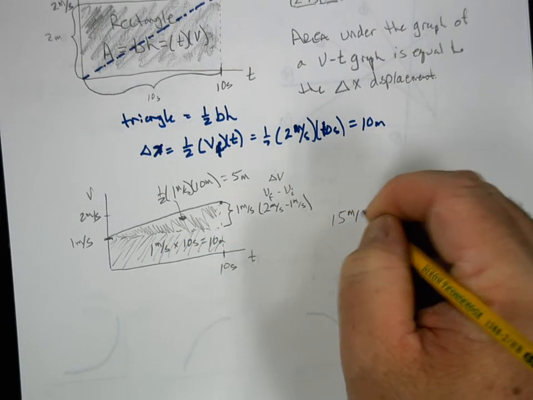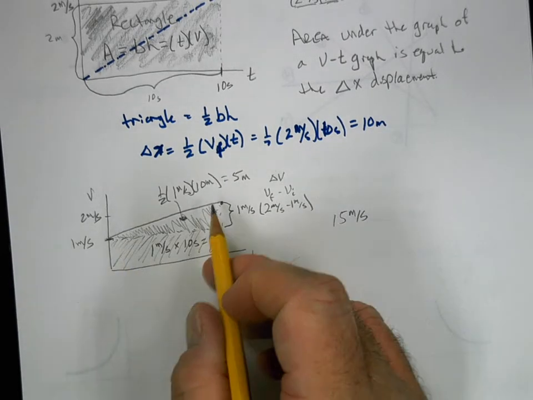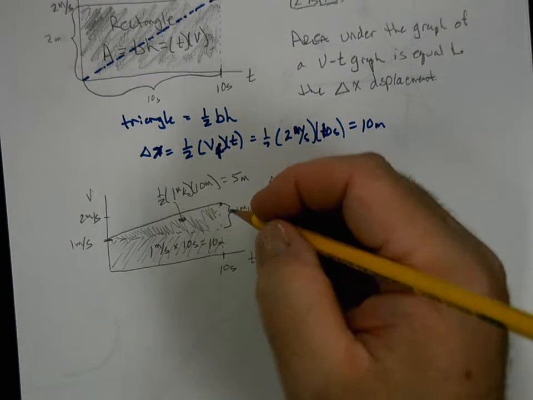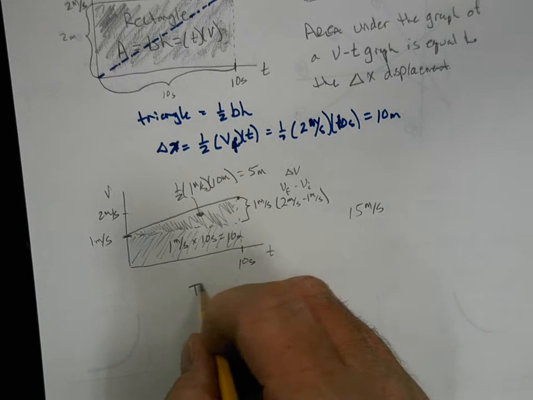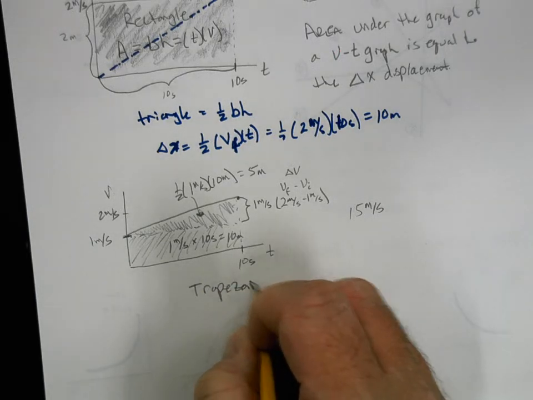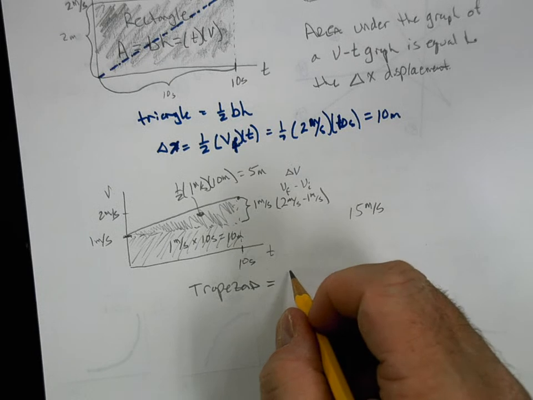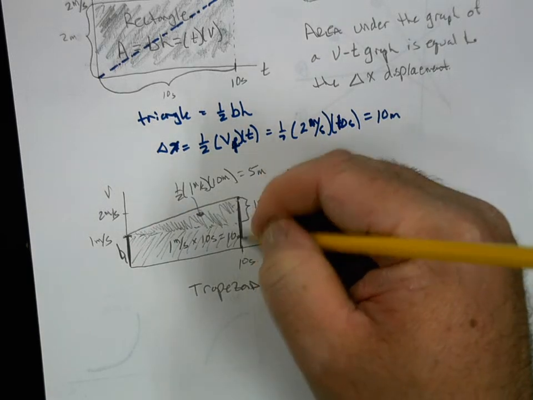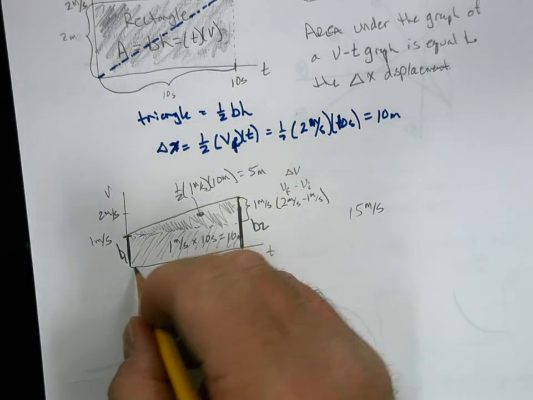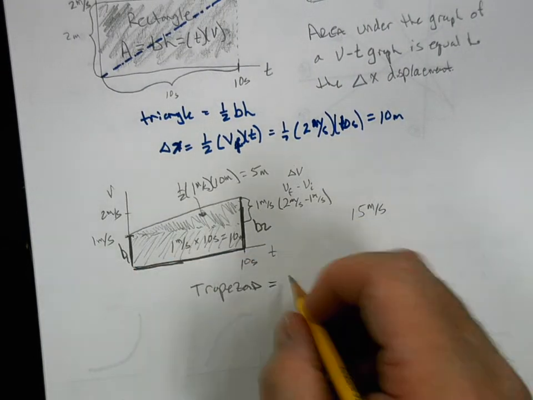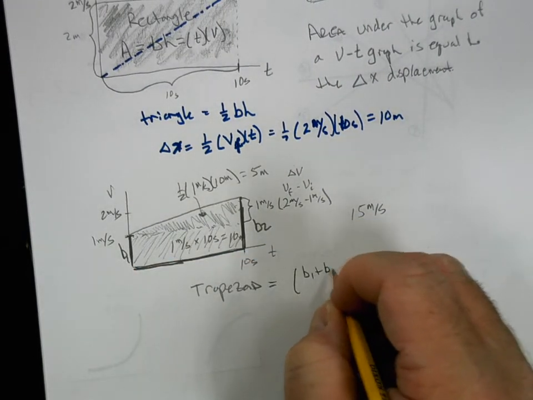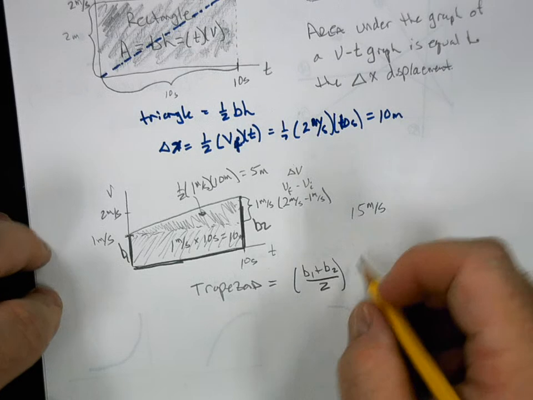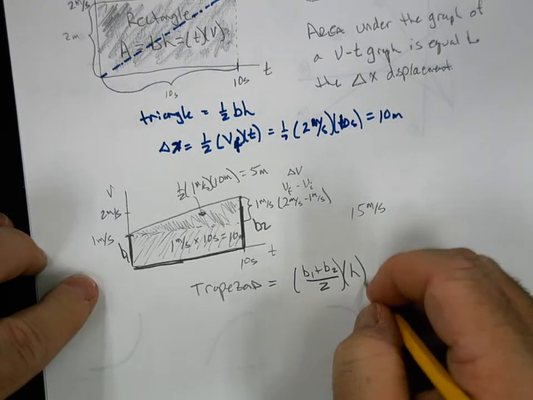Or the other way we can do it is, if you remember the area for a trapezoid, it's the average of the bases. Base 1 plus base 2, over 2, because that's the average of the bases. It's this one plus that one divided by 2, times the height, which in this case is this distance here.